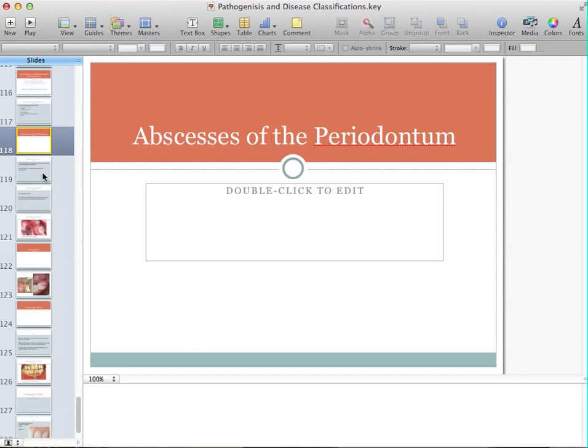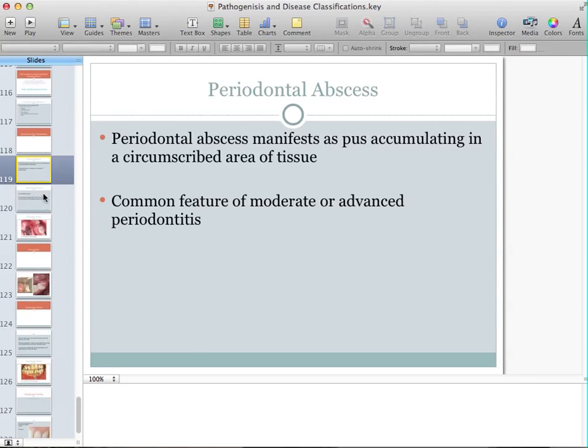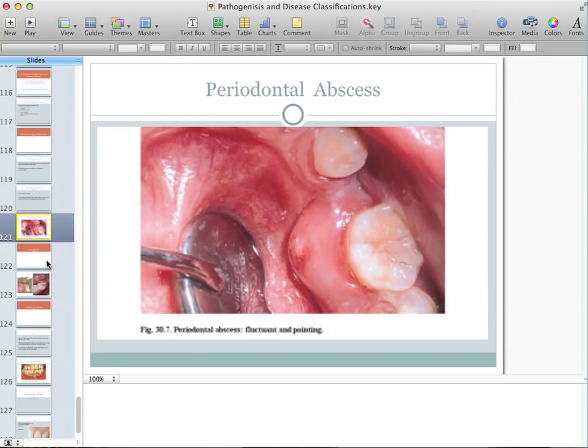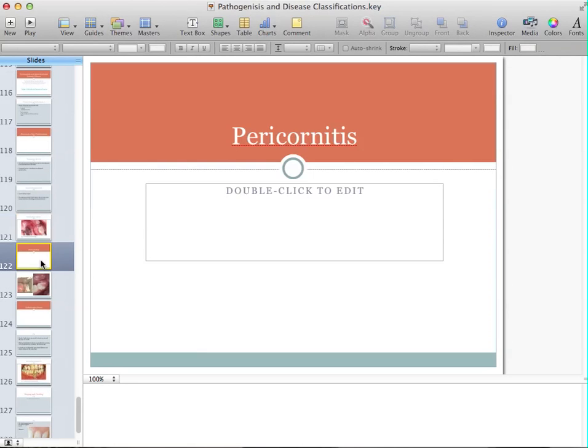And then you have abscesses of the periodontium. You can have a periodontal abscess, which is a pus accumulating abscess in a circumscribed area of tissue. Or you can have exudate, which is an accumulation of pus. There's an example of an abscess right there.